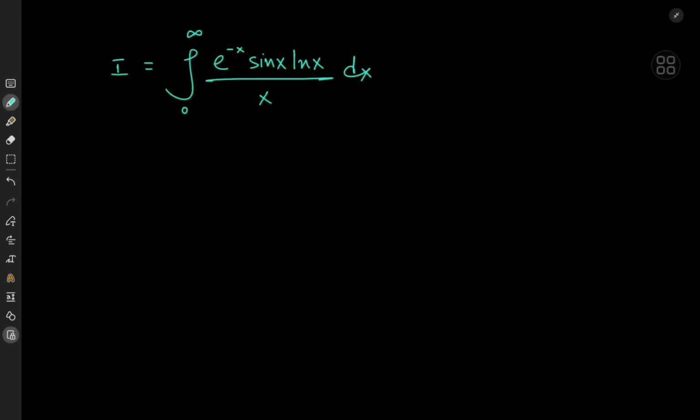Today we have the integral from 0 to infinity of e to the negative x times sine x times log x divided by x. So yeah, we have pretty much everything here. We have an exponential function, a trig function, a log function, and even a polynomial in the denominator. Yeah, that is pretty cool, but the question is, how on earth are we going to solve it?